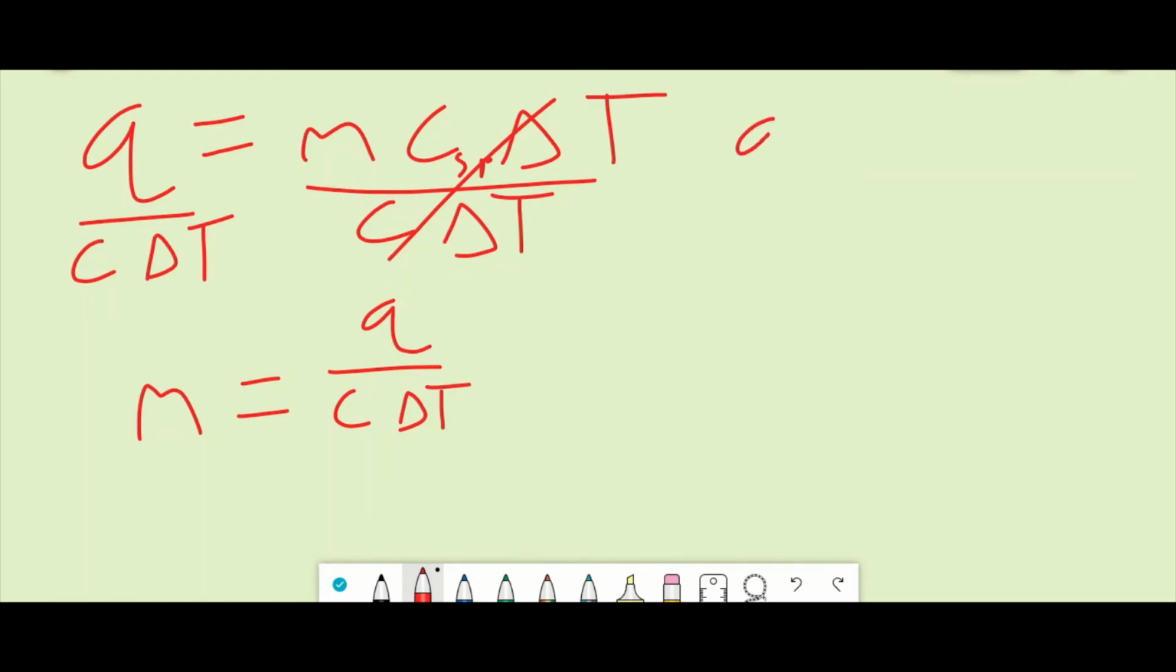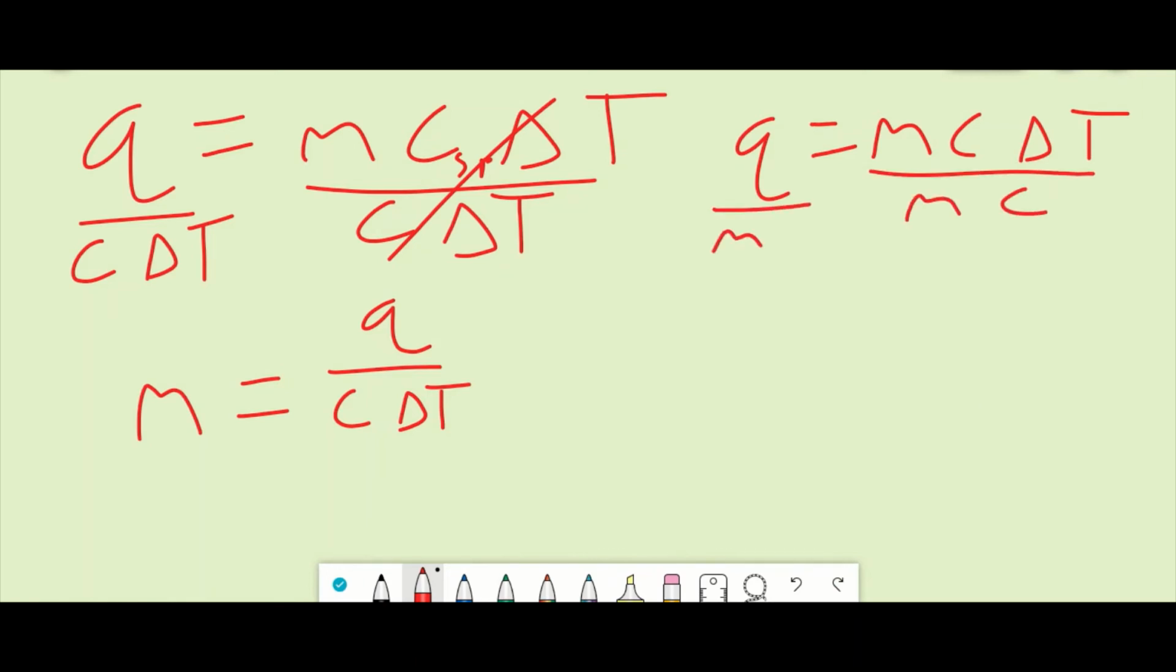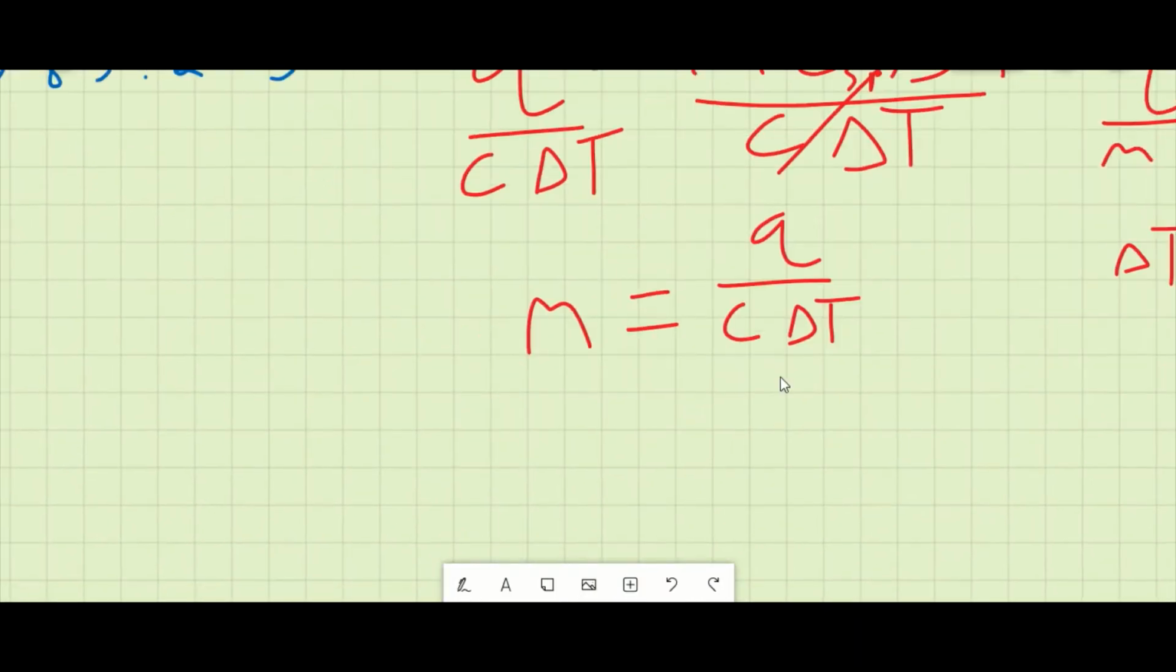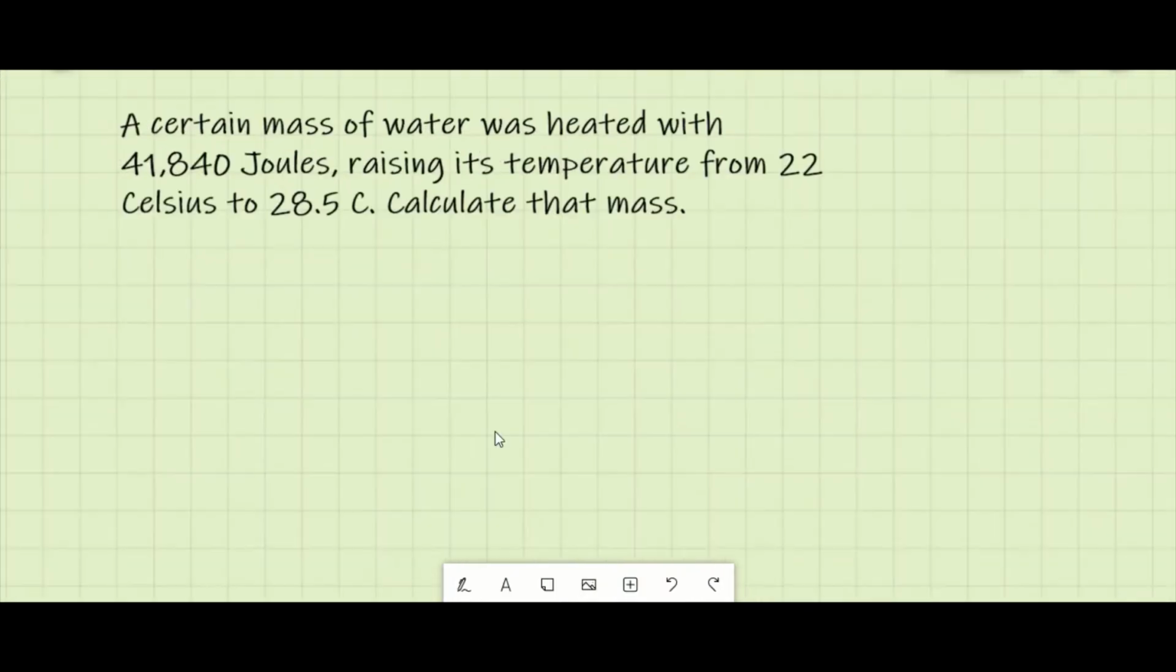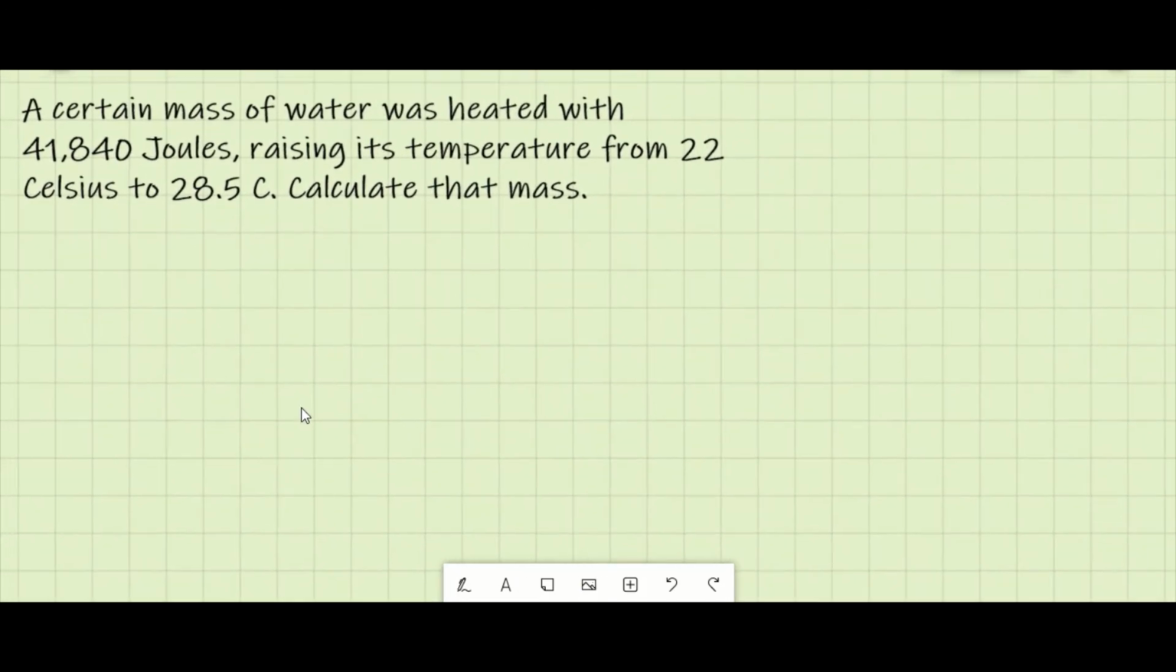Same thing if you want to solve for delta T, you divide by MC instead. So let me write that over here, Q equals MC delta T. We want to get delta T by itself, so we divide both sides by MC. This crosses out, and so our delta T is equal to Q over MC. And remember, for C you can put SP there for specific heat.